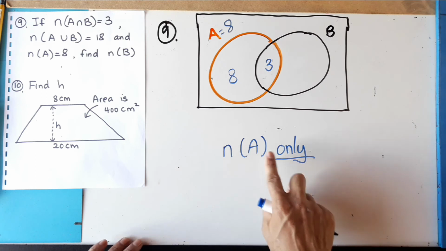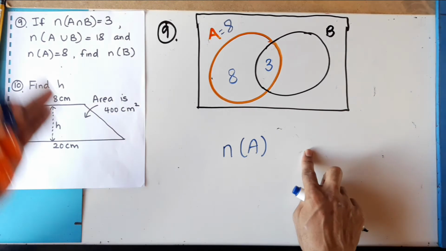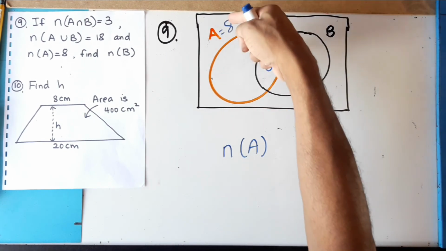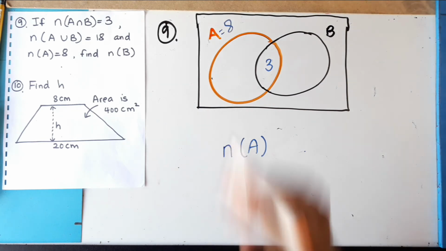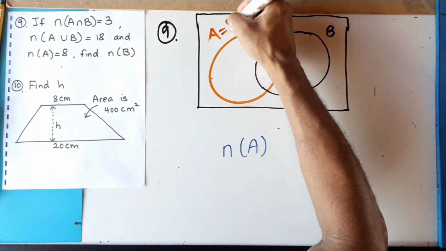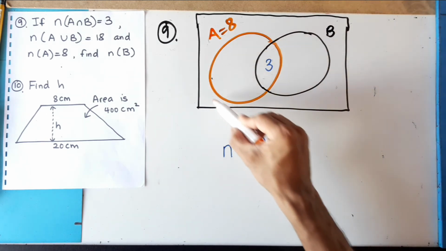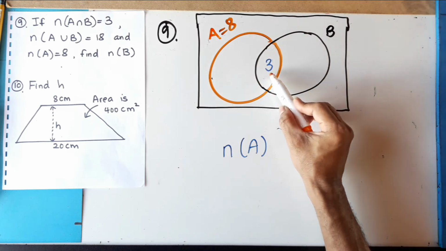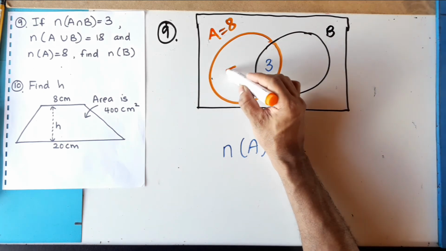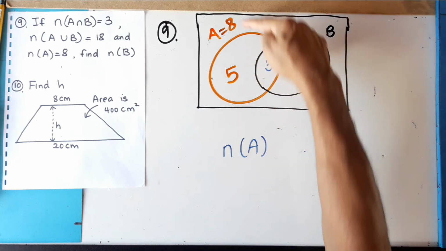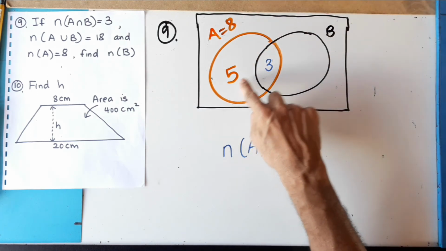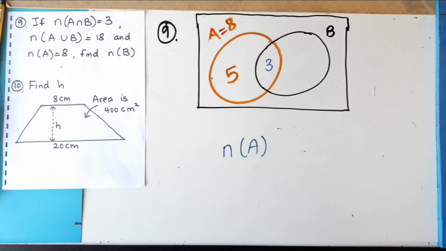Whenever they don't use the word only, like in this question, the 8 actually goes outside. So whenever the number goes outside, it refers to the whole circle. So this 8 is the entire circle, which means if here is 3, over here has to be 5. You just minus the 2 of them. So 5 plus the 3 will give us back the 8. So something is missing in this diagram. We don't have a value here, but it's really easy to figure out.